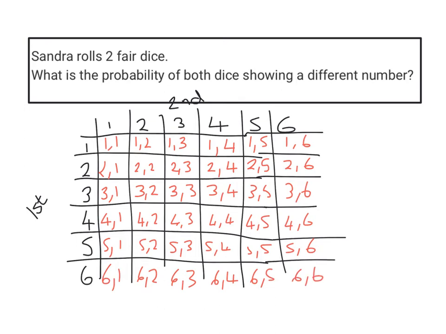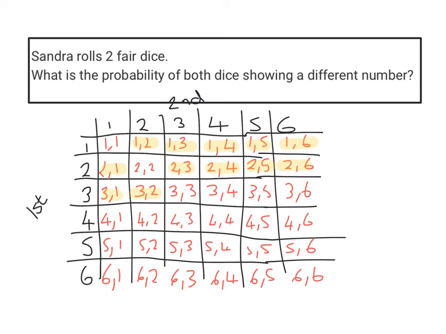Okay, so I've filled it all in. What is the probability of both dice showing a different number? So let's highlight all the ones where they're different numbers. So 1, 1, they're the same number, so it's not going to be that one. So let's just highlight 1, 2, 3, 4, 5, 6, 2, 1. I'm not going to highlight 2, 2, so I can highlight the rest.